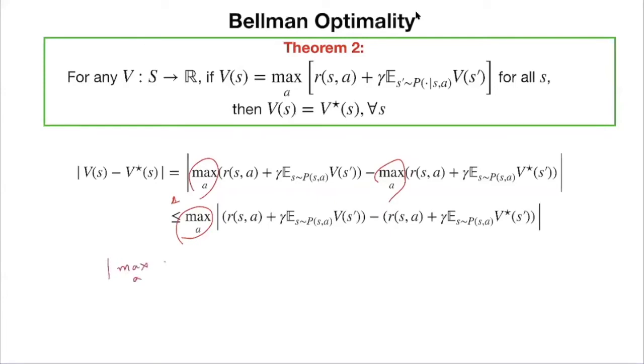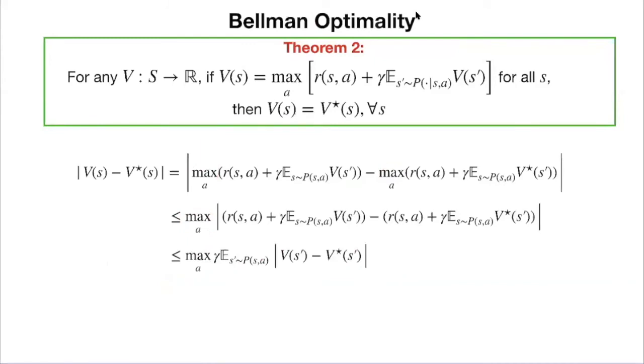Max over A of f(A) minus max over A of g(A), where f(A) and g(A) are two functions, is less than or equal to max over A of the absolute value of f(A) minus g(A). This inequality always holds, and you should go ahead and try to verify this. If you're not able to verify that, post questions on the Ed STEM discussion, and we will try to help. But we're not going to prove this in class.